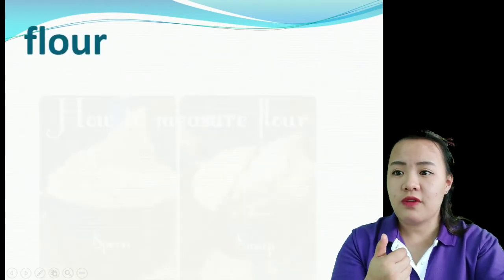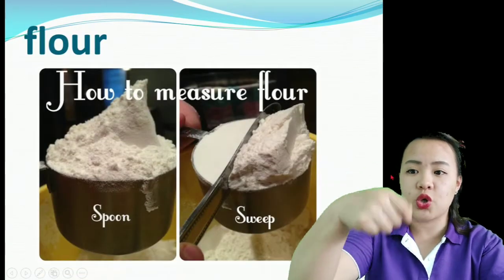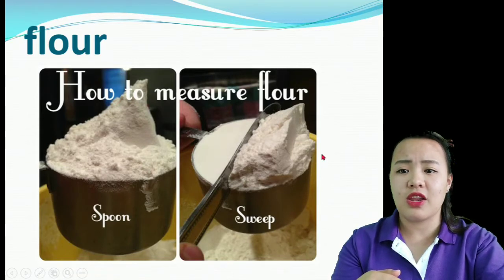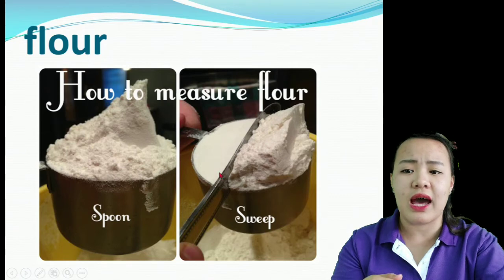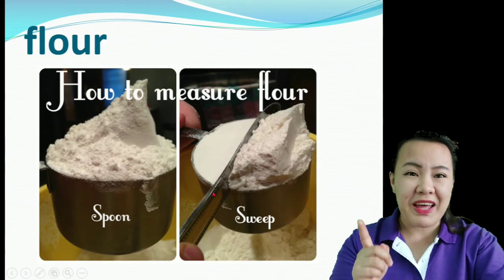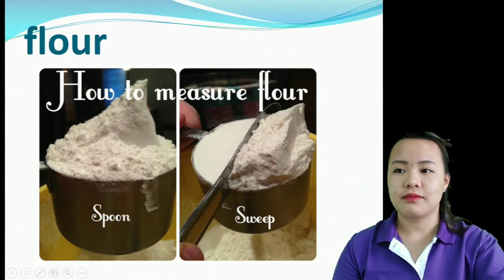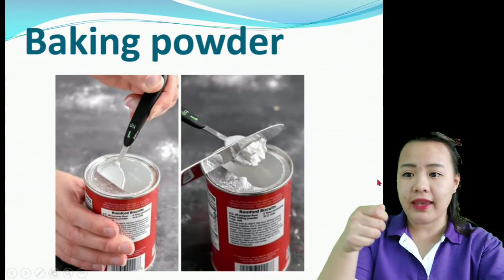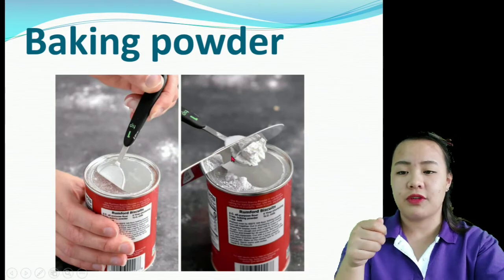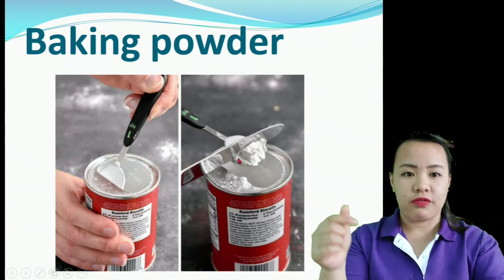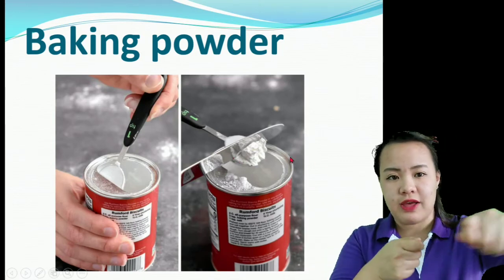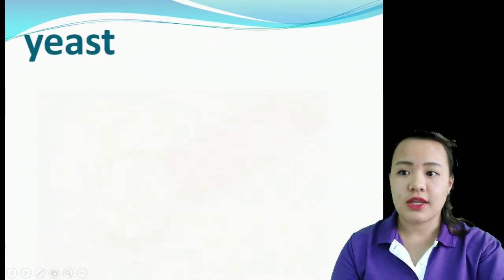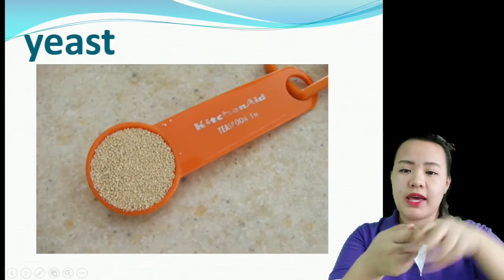Okay, so for flour, you just scoop the flour and then you're going to level it using a spatula, okay? Next one, baking powder. So just scoop again and then level it with the flat part of a knife. Okay, and then you're going to level it that way. So next, yeast, the same, scoop and level.